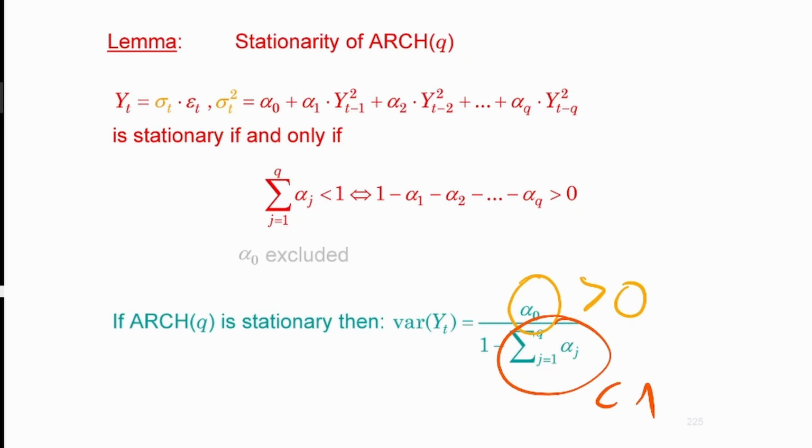That allows you to consider the other case: what happens if the sum is equal to 1 or even greater than that. If it's greater than 1, it doesn't work either. Technically speaking, the variance will be negative, so that doesn't work. But if it's equal to 1, then you would have a variance which is not finite, in contradiction to a stationary process.